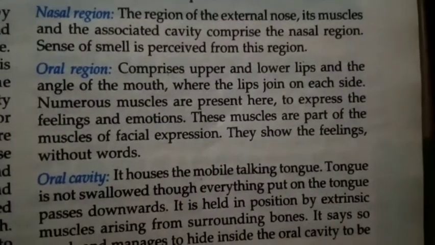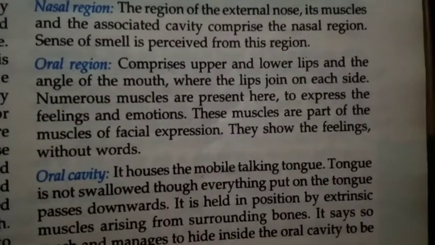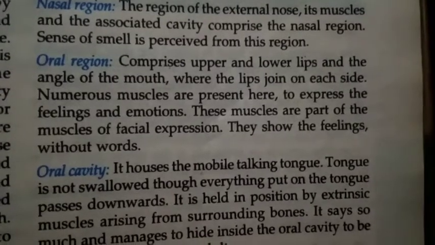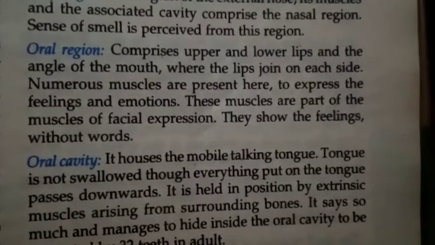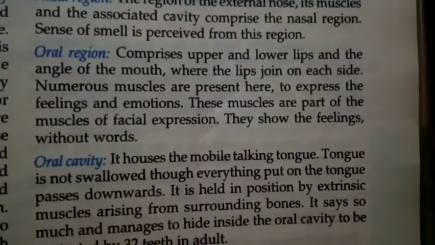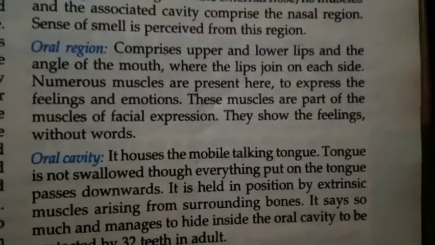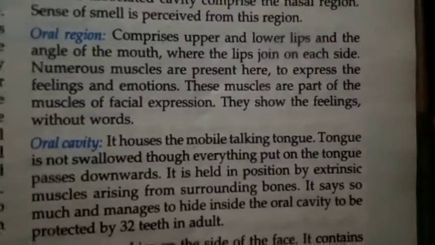Oral region comprises the upper and lower lips and the angle of the mouth where the lips join each other. Numerous muscles are present here to express the feelings and emotions. These muscles are part of the muscles of facial expression. They show the feelings without words.